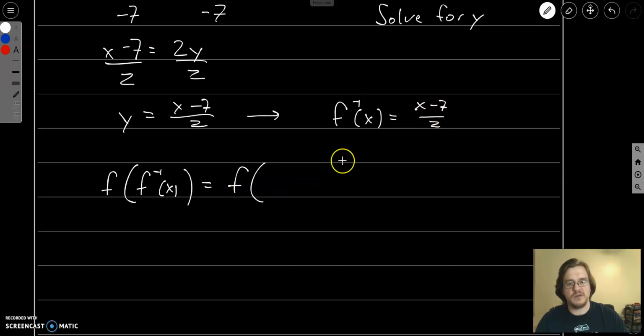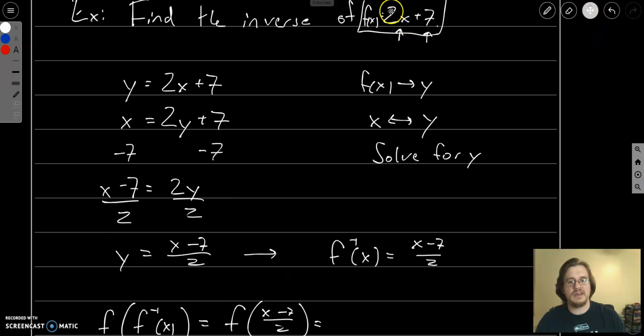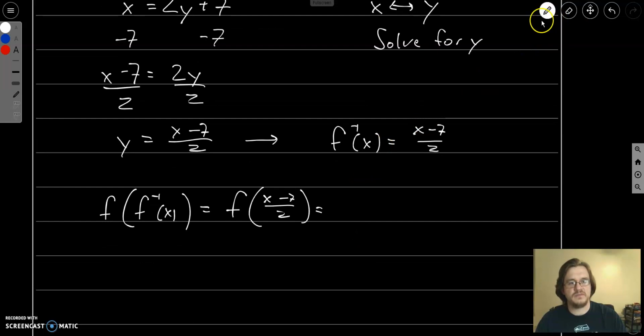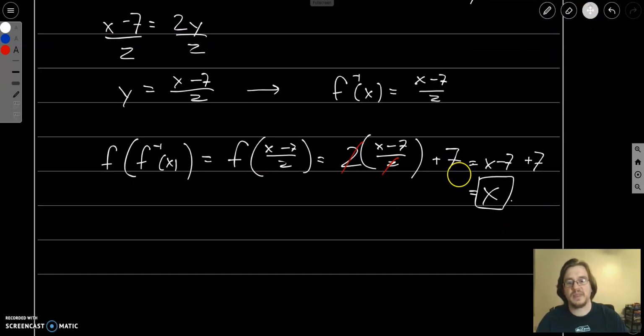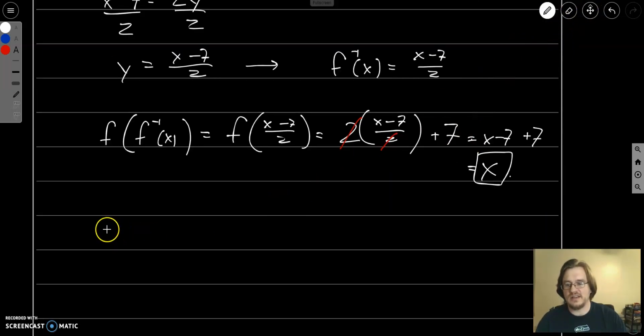So my formula for f inverse is x minus 7 over 2. And my formula for f is to multiply by 2 and then add 7. So we're going to multiply our input by 2 and then add 7. Well, 2 cancels and 2 cancels. So we get x minus 7 plus 7. And minus 7 plus 7 cancel. We're just left with x. Perfect.